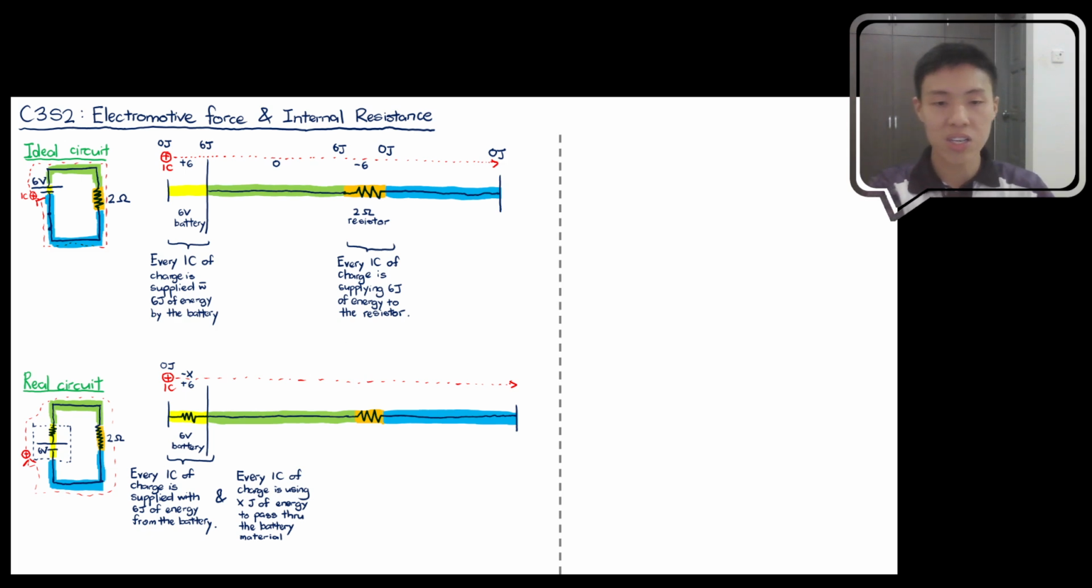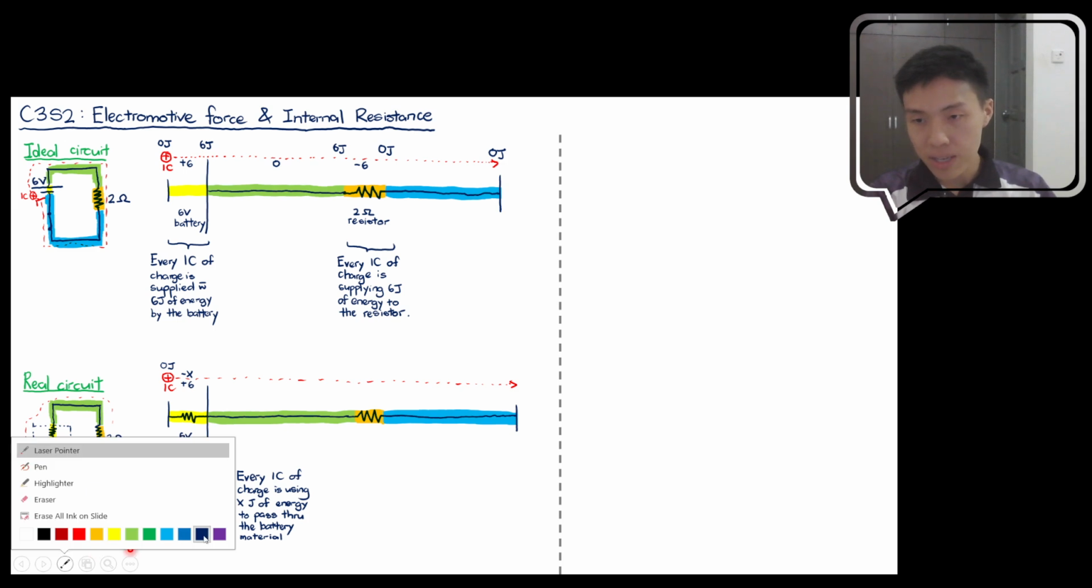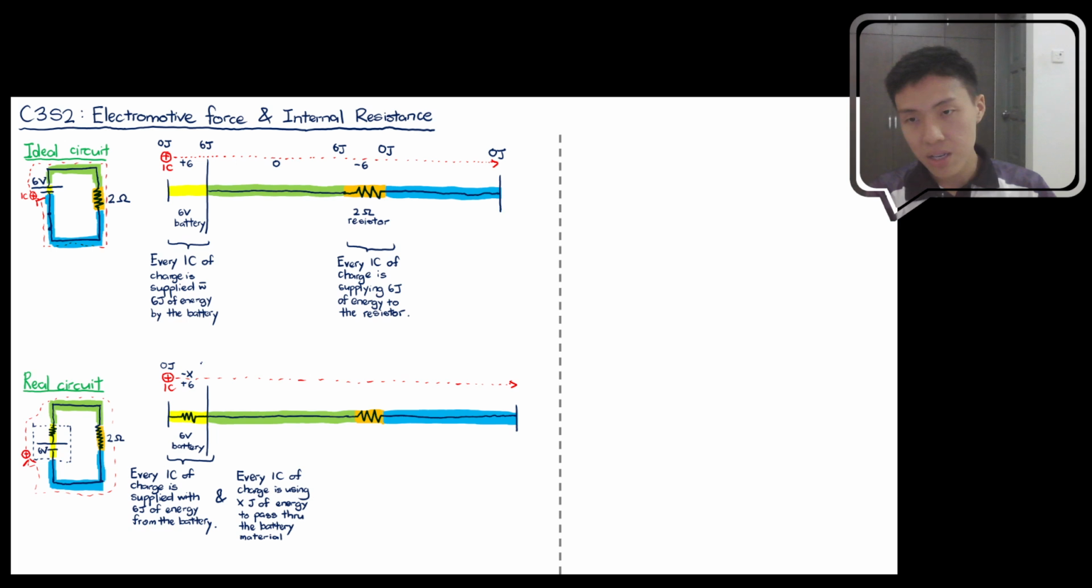Just now in the initial case when we talked about the ideal circuit, the whole 6 joule of energy supplied by the battery is fully available for the external circuit to use. But right now, even though the battery is indeed supplying 6 joule of energy, not all of it is available for the outside, because some amount will be used even before the charge has exited the battery, because getting through all those battery materials requires some energy as well. So the amount of energy used, I'm going to call X. Once you exit the battery, the amount of energy you have will be 6 minus X joule, which I'm not sure what the value is right now.